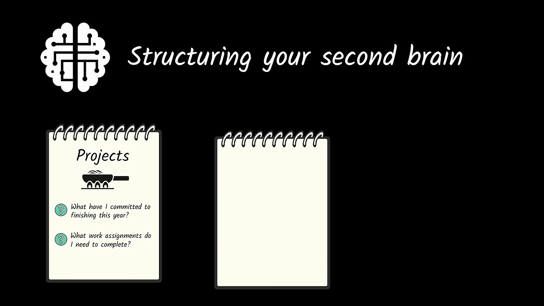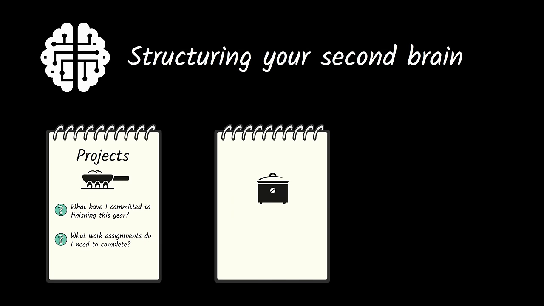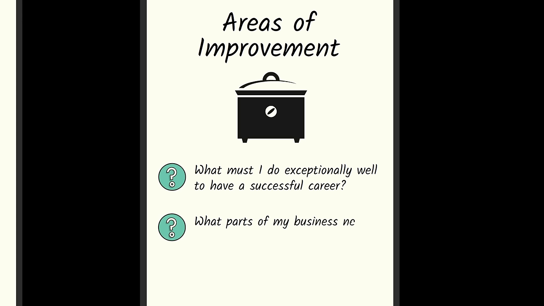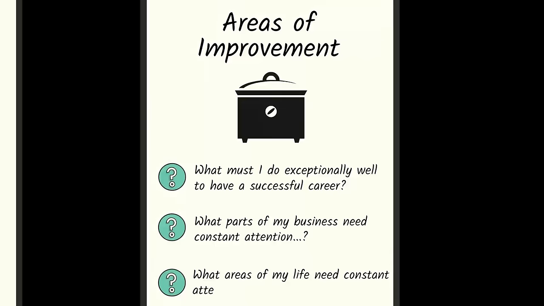Then, determine what meals you have in the slow cooker. That is, what areas of improvement notebooks should be in your areas of improvement section of your second brain. Ask yourself, what must I do exceptionally well to have a successful career? Or what parts of my business need constant attention for my business to be successful long term? And what areas of life need constant attention for me to be happy?